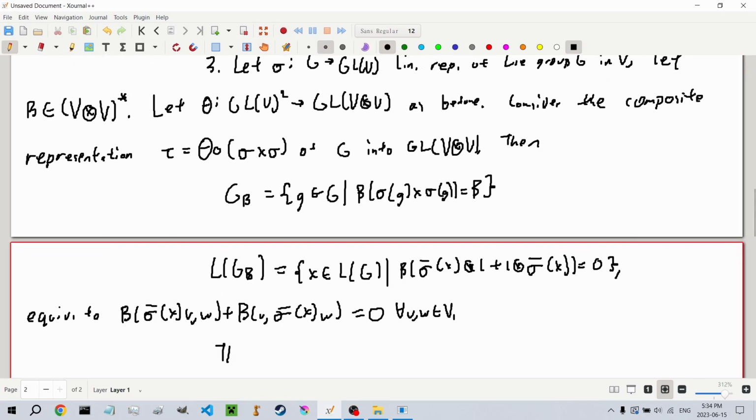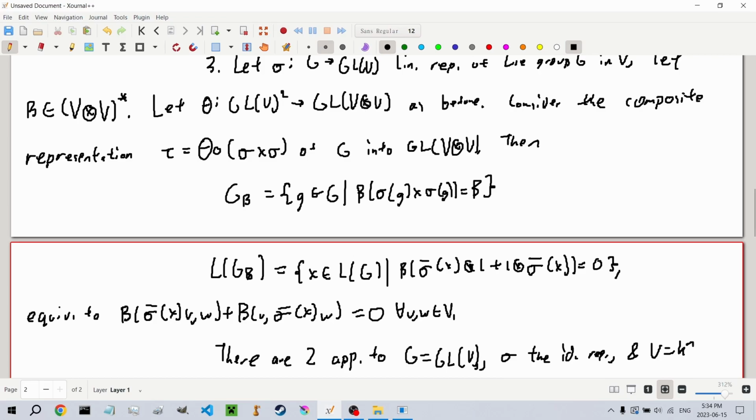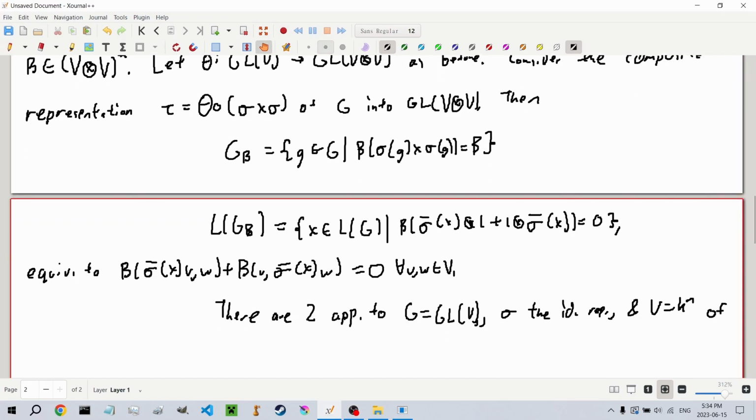And there are two applications, G being GL V, sigma being the identity representation, and V being k^n of interest.